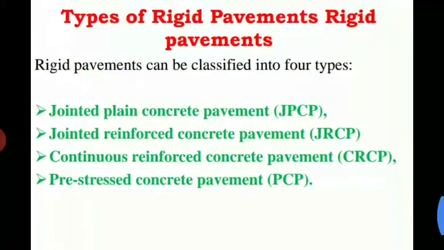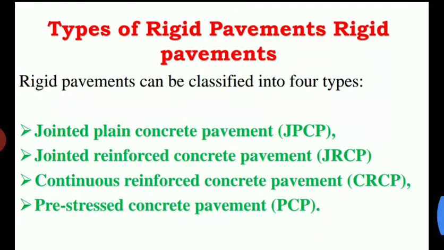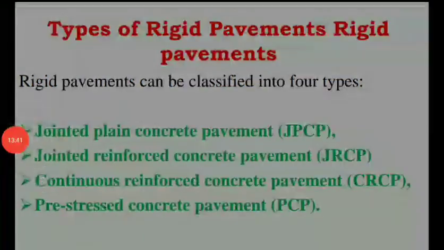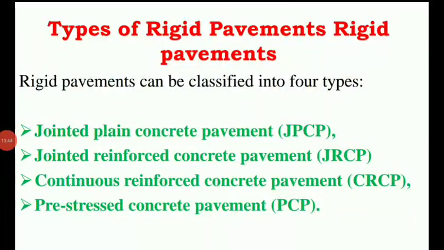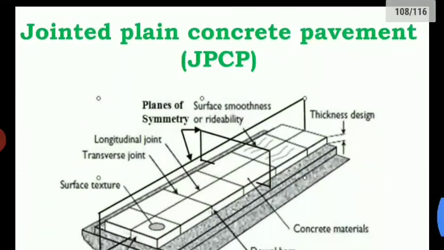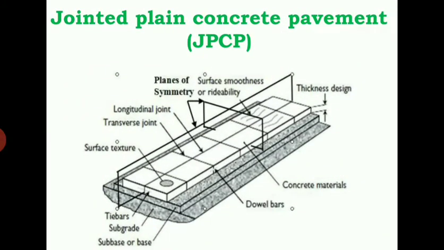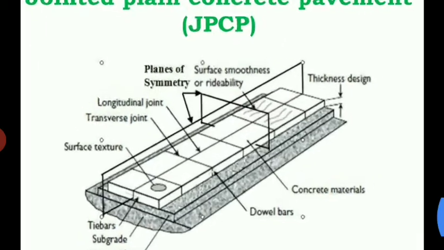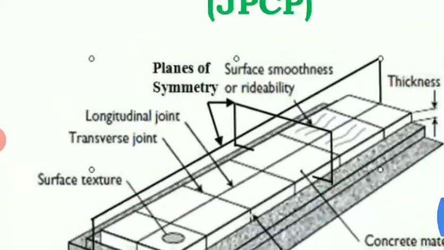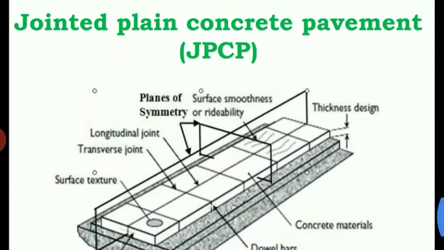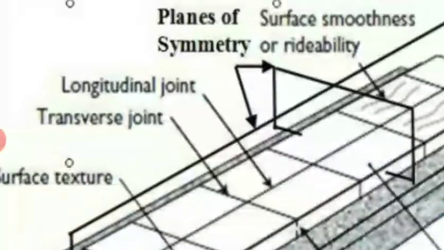In rigid pavements only, we can see the different types here. In that, the first one is jointed plain concrete pavement. In this jointed plain concrete pavement, as you can usually see in the diagram, it is a plain cement concrete pavement that is constructed with closely spaced contraction joints. So here we can see the contraction joints in between the different concrete parts, and they have shown it very well in this particular diagram. You can see the longitudinal joints as well as the transverse joints.